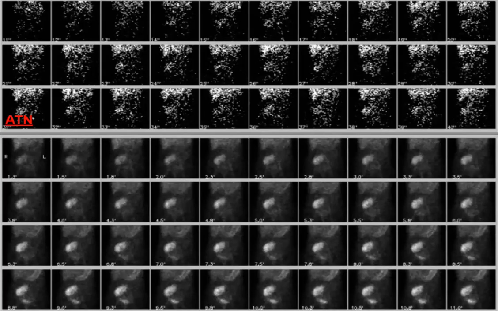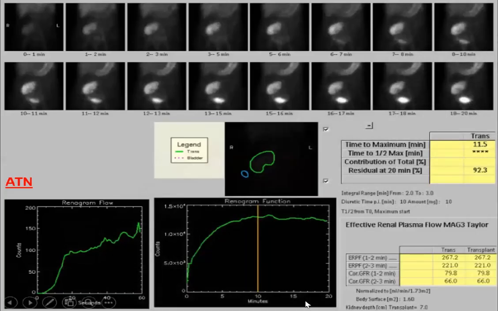Another case of acute tubular necrosis: preserved or mildly reduced perfusion, reduced tracer uptake, but mild reduction, and delayed excretion, and this is the curve of the case.